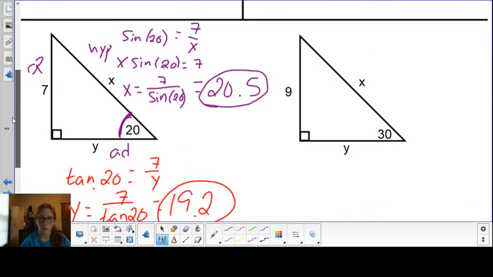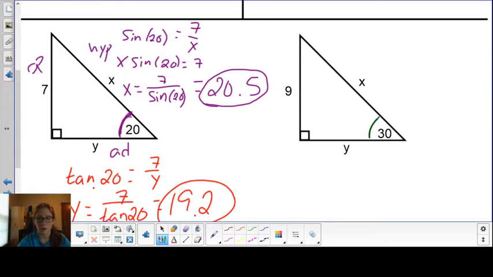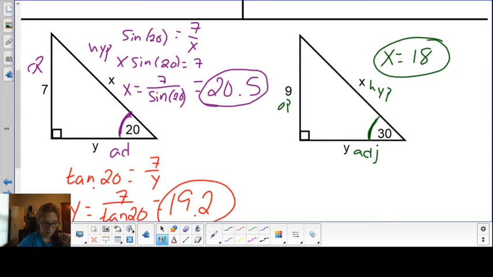Alright, second triangle! Here's my focus angle of 30, 9 is opposite, y is my hypotenuse, x is my adjacent. Pause video, find those two values for me, please. Alright, your x should be 18, and your y value should be 15.6.